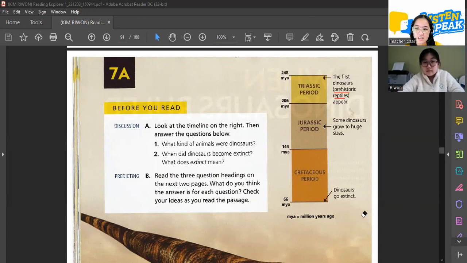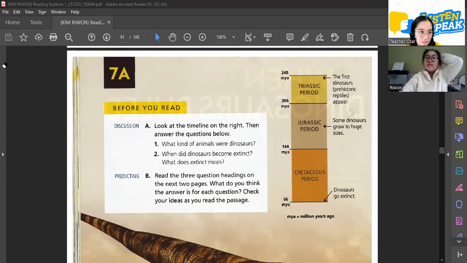Because as you can see here, nowadays we have lizards or iguanas, and they are considered a species of dinosaurs, because the iguana looks like a dinosaur. It has the characteristics of dinosaurs from before. Okay, back to that.